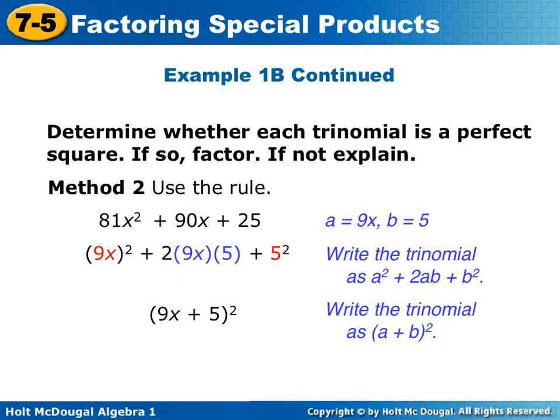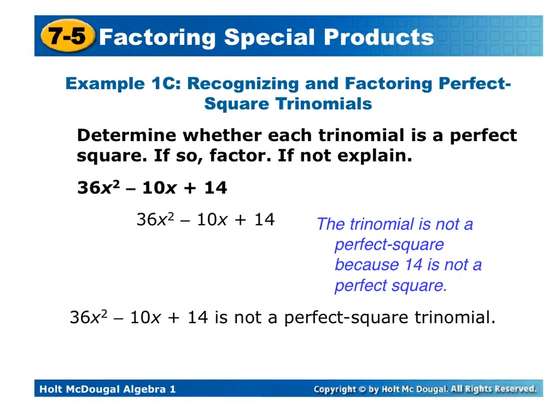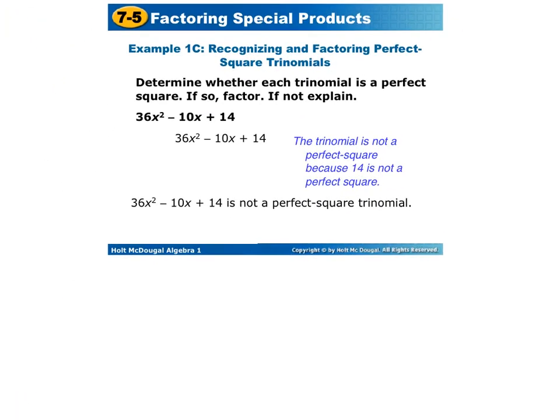Right now they're just trying to see if you can recognize if it's a perfect square trinomial. And here it is, 9x plus 5, and it's squared. Okay, this one, 14, if you look at this, is not a perfect square trinomial. What you would have to try to do is multiply the beginning and the end and find the factors of this number that would give you negative 10. Okay, and this would be probably really big.